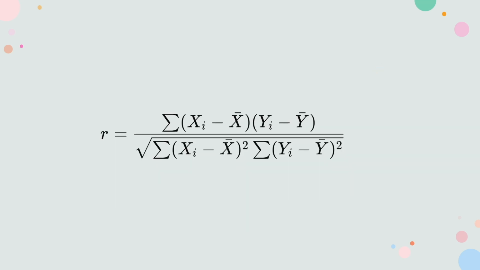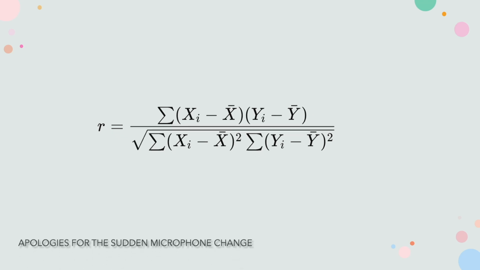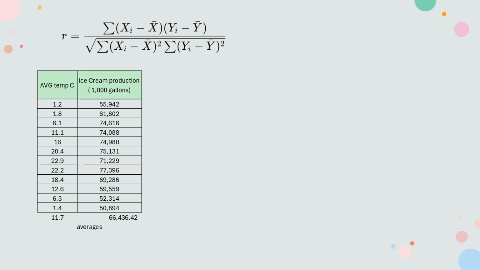Now, where do we get this value? It's by using this formula. Now, let's break this formula down. This is the previous example. Let's solve for the correlation coefficient of this one. Let's break down this formula to understand all its elements.